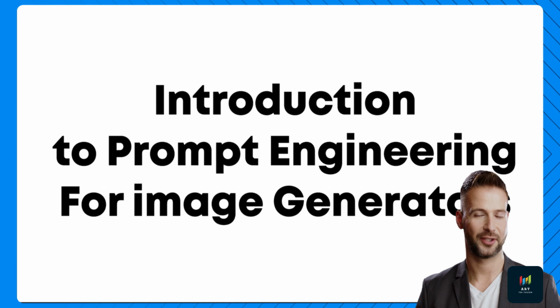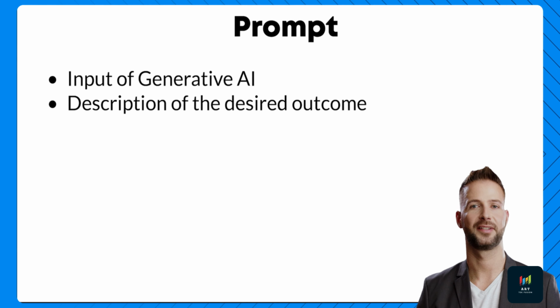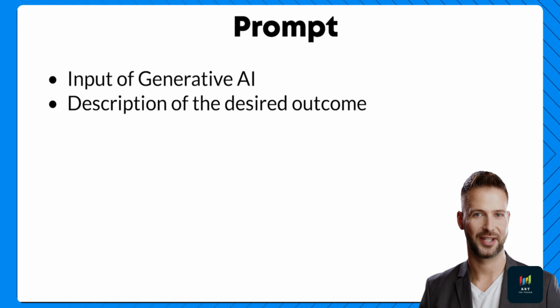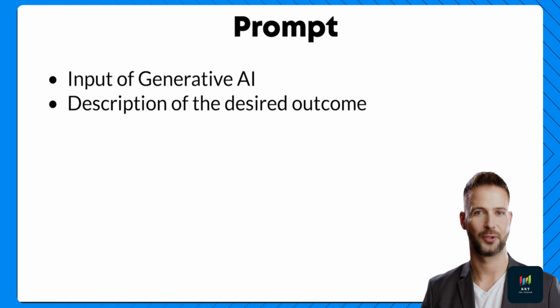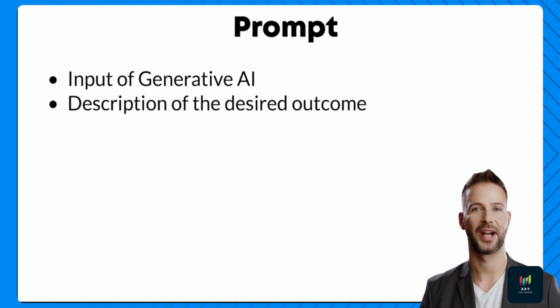So now let's quickly go through a good introduction to prompt engineering for image generators. Just as a quick recap, a prompt is the text you put into a generative AI, and it is a description of the desired outcome. The generative AI produces new data based on this prompt, and in the case of text-to-image AI, that new data is going to be one or more images.